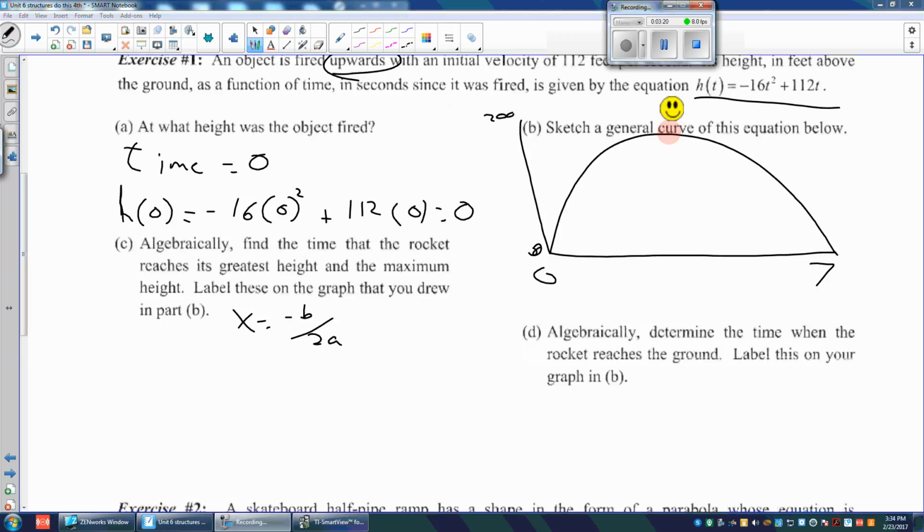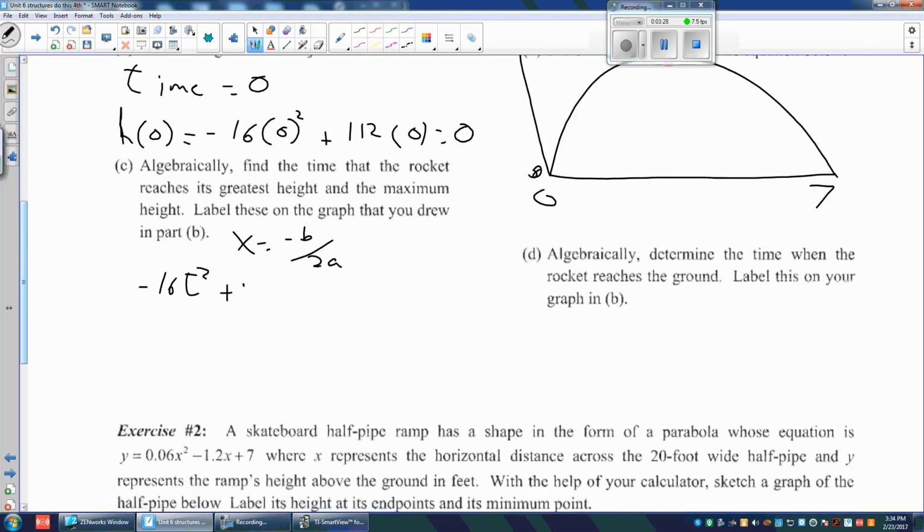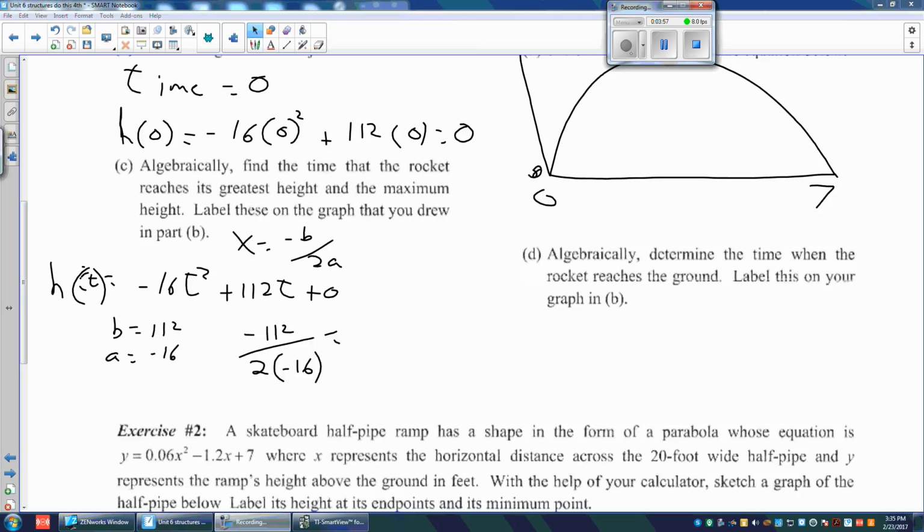We take a look at the equation, and it is negative 16t squared plus 112t. Wait a minute, is there no b or is there no c? There's no c, okay? It's plus 0, and that equals f of t or h of t. It said it was an h of t, so we'll change that to an h. Okay, so we know that b is 112, and a is negative 16. Plug it in. I put everything where it belonged.